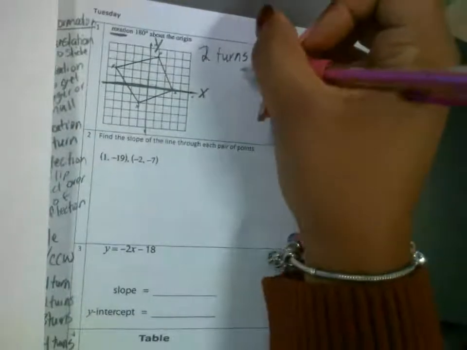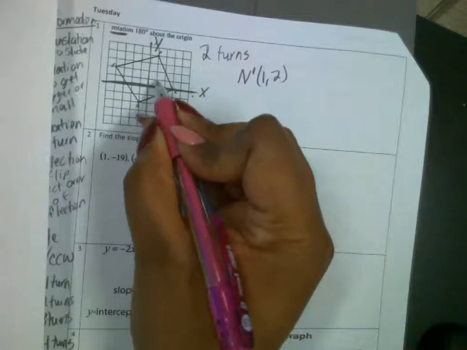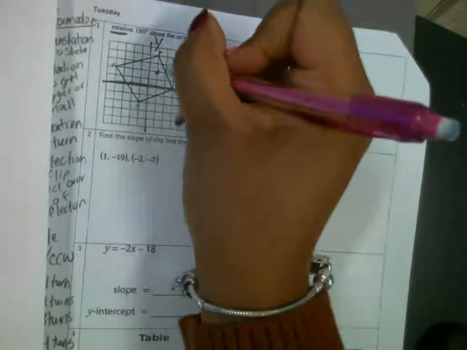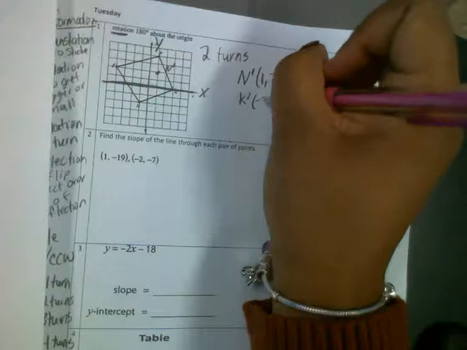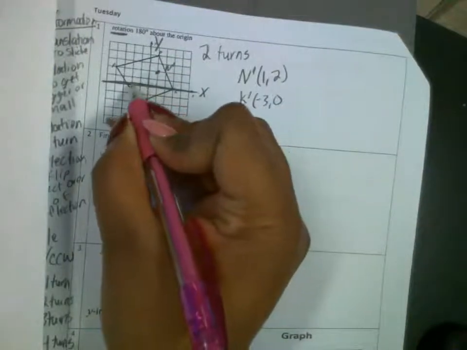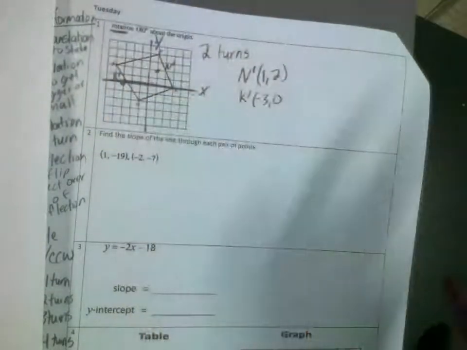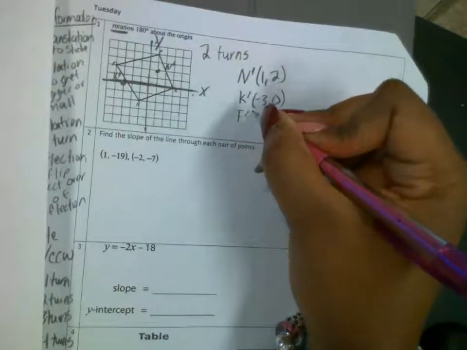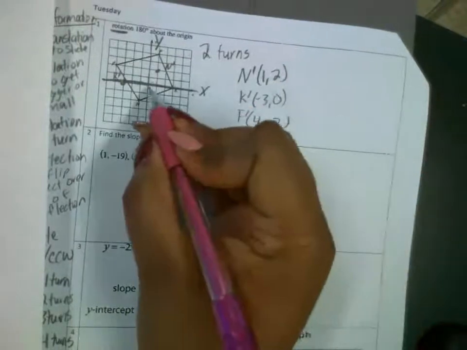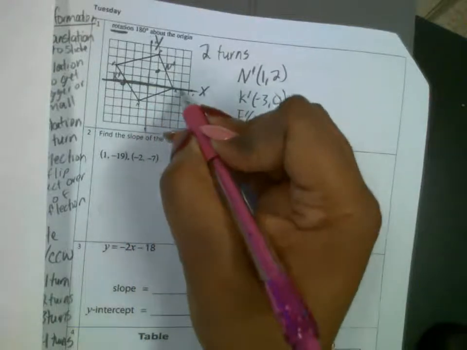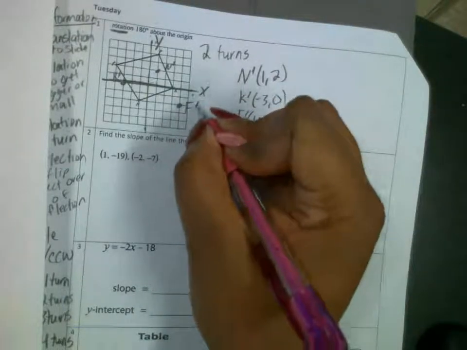I'm going to write them out here. My N prime is 1 and 2. So I'm going to go over 1 and up 1, 2. This is my new location for N. My new location for K, this is K prime now, is negative 3 and 0. So start at the origin, go to the left 1, 2, 3, and 0 means you don't go up or down. So this is K prime. My new location for F is positive 4, negative 2. So go over 1, 2, 3, 4 from the origin, and negative 2 is down 1, 2. So this is F prime, the new location for F.